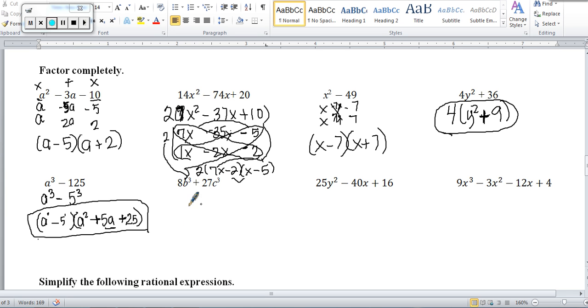Okay, here we have another perfect cube. First we look to see if they have anything in common, and they don't.